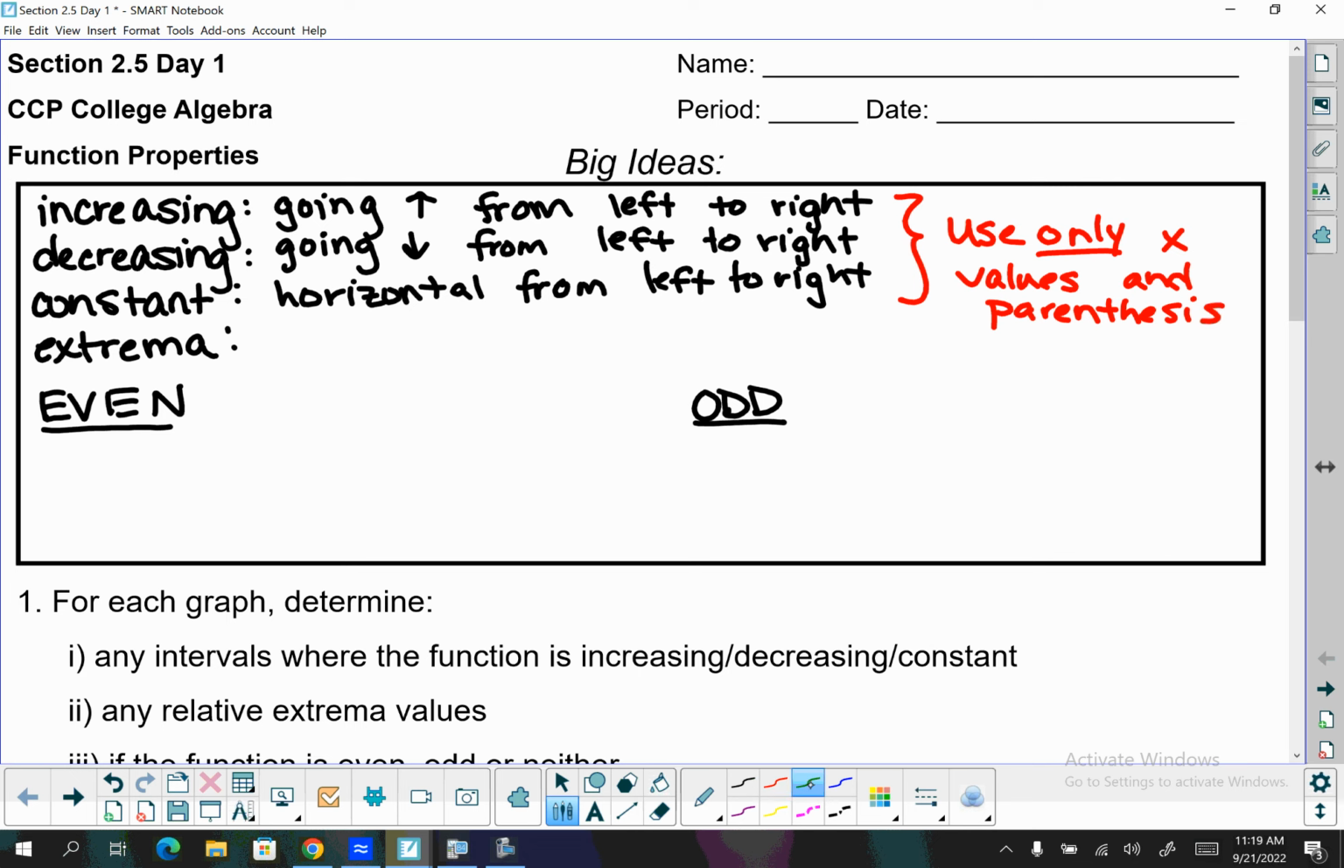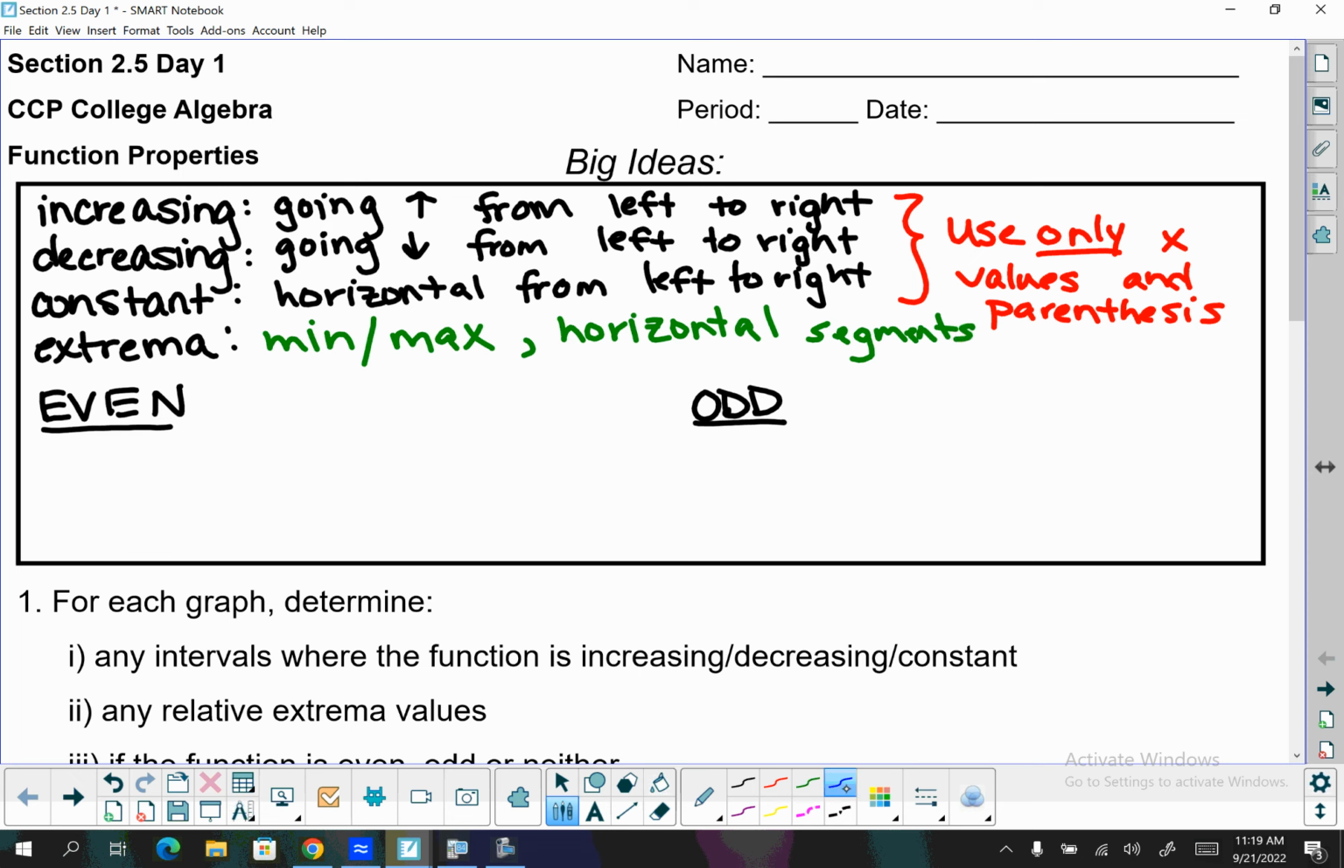Extrema is a fancy way of saying your min or max points, highest points, lowest points. It doesn't have to be the highest point on the graph. It could just be like the top of a hill or the bottom of a valley. Okay, so where the graph, we like to say a lot of times, turns around, that would be a minimum or a maximum. If it's turning from increasing to decreasing, or it's turning from decreasing to increasing, bottom of a valley, top of a hill. Along with mins and maxes, any horizontal lines or horizontal segments are also considered minimum and maximum values. Okay.